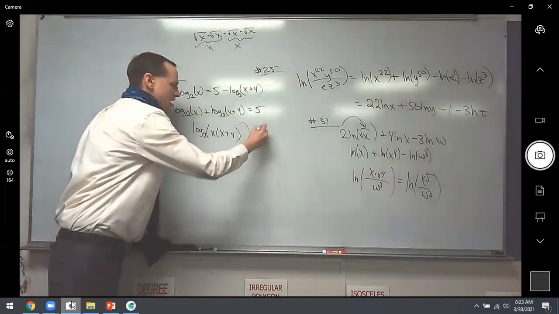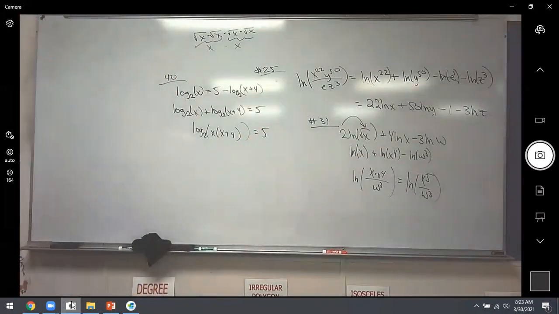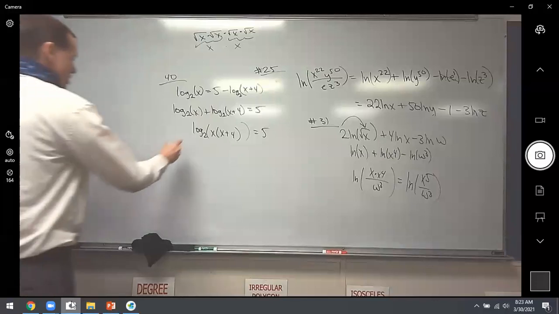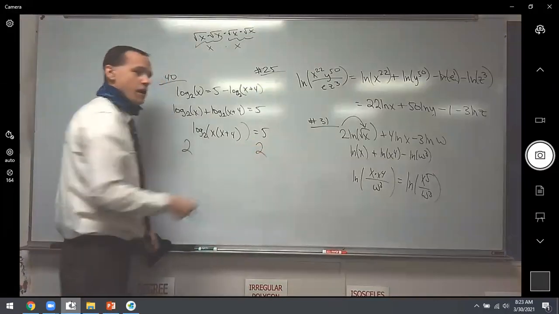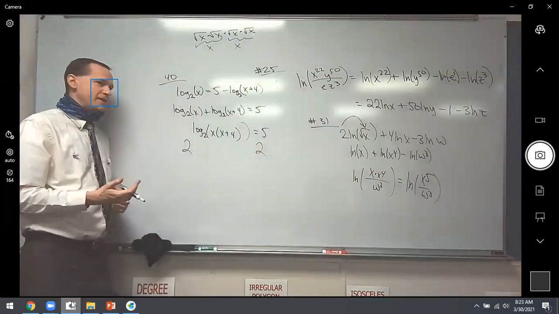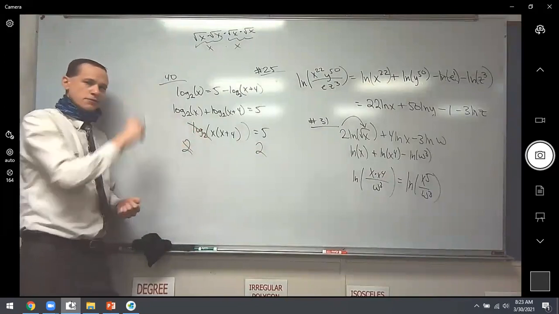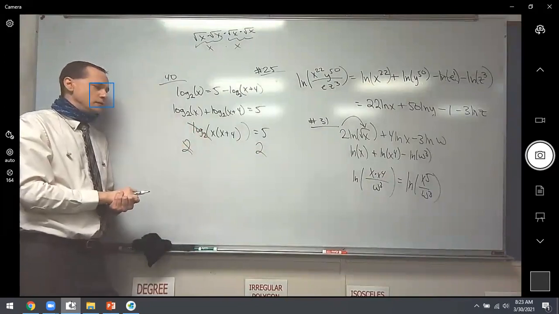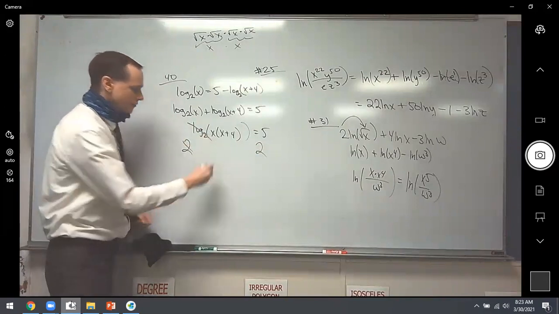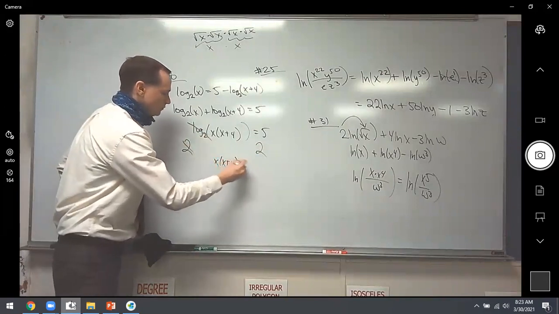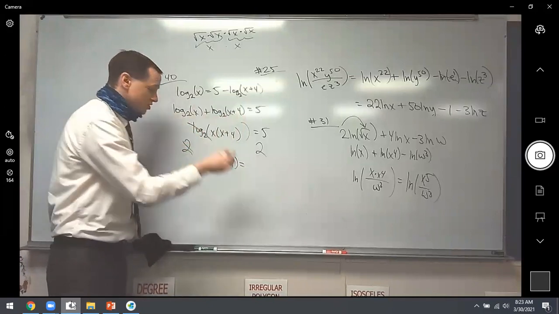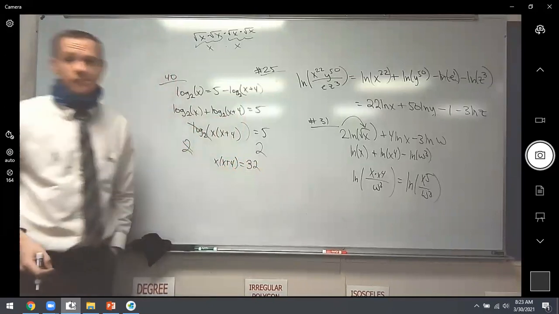So why do you want to get them into a single log? And please remember this strategy. I want a single log because now I can undo it with an, what's the opposite of a log? Exponential with a base of 2, exactly. So I'm going to put a base of 2 here and a base of 2 there. And by design, the 2 and the log 2 will cancel out. So now I'm left with this, x times x plus 4. And over here, I got 2 to the 5th, which turns out to be 32.